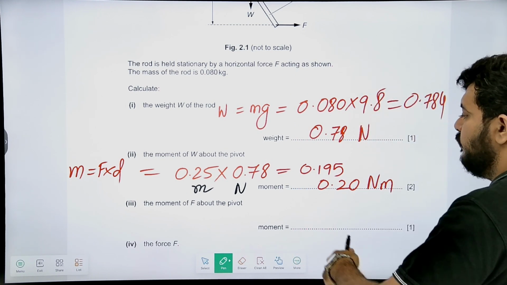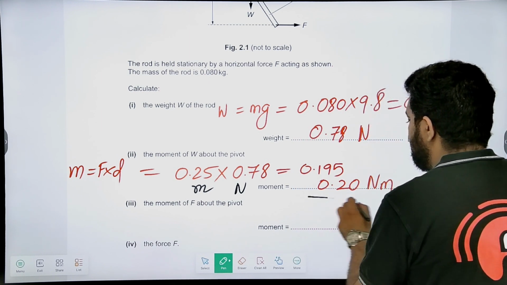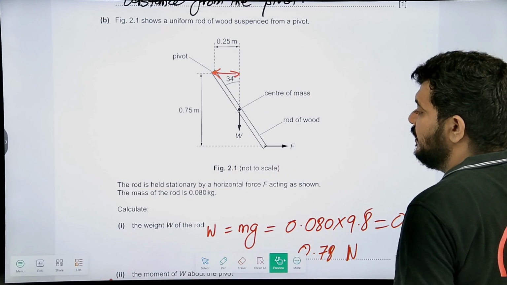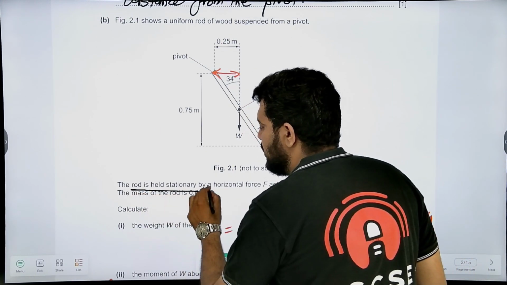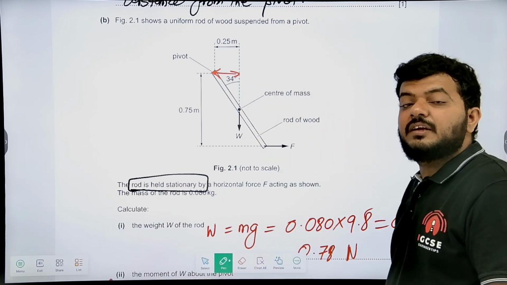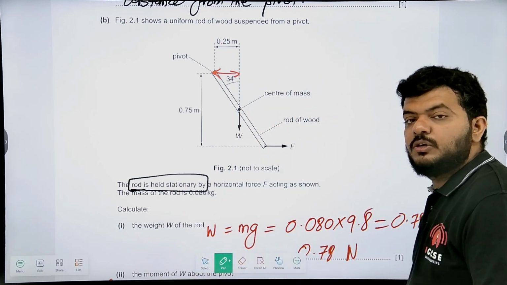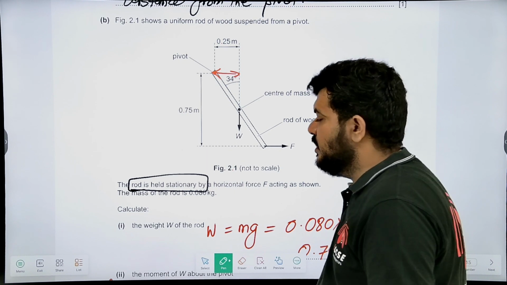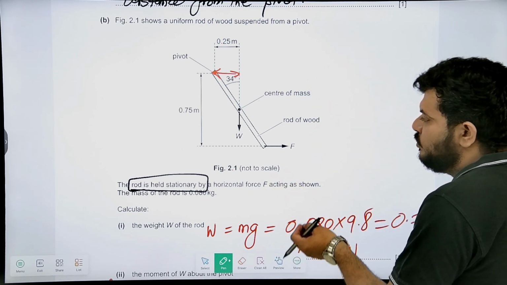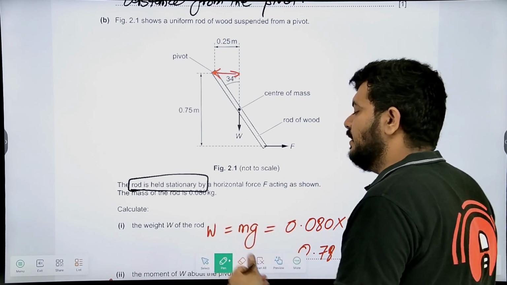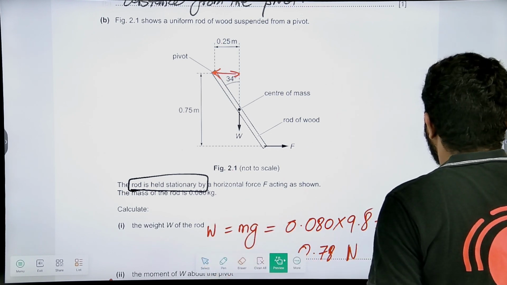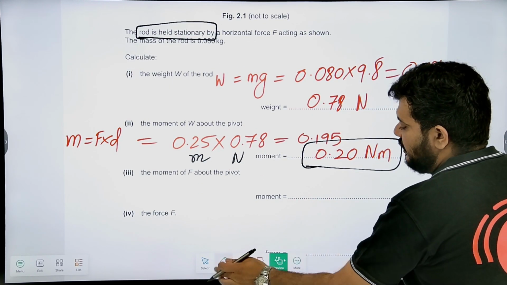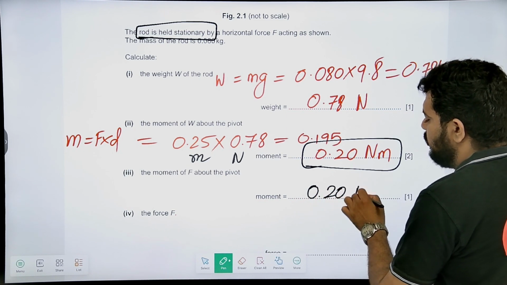The moment of F about the pivot should be equal and opposite. How can we know it is equal and opposite? Because they are saying that the rod is held stationary. What are the conditions for equilibrium? The total of forces must be 0 and the total moments about the pivot must be 0. For the pivot moment to be 0, the moment due to F should be equal and opposite. They are asking for magnitude, so I can write equal magnitude over here. So this is 0.20 Newton meter.